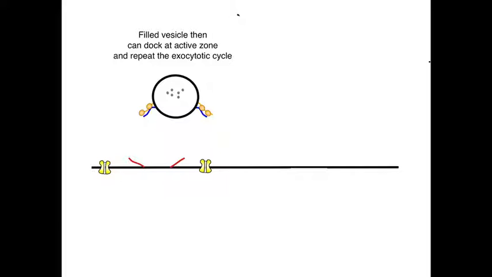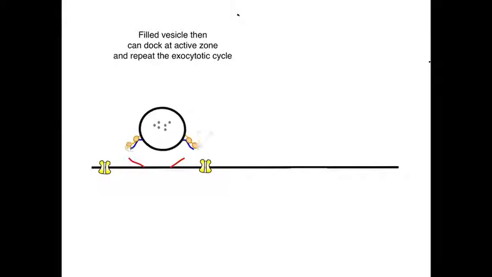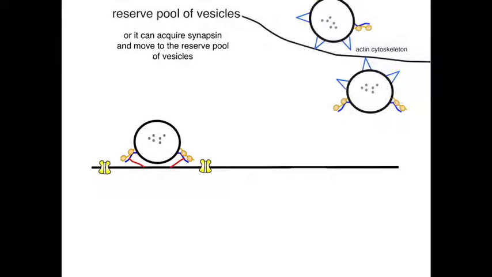And the vesicles can go to one of two places. The first is the active zone. After being refilled, the vesicle can move to the active zone, dock, and release its transmitter when an action potential invades the axon terminal, just as happened a moment before. The second place they can go to is into the reserve pool of vesicles. To enter the reserve pool, the vesicle has to bind a protein that we haven't mentioned yet, synapsin. And this requires some explanation.